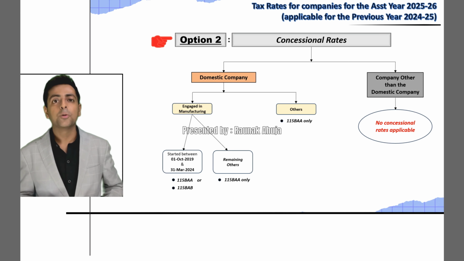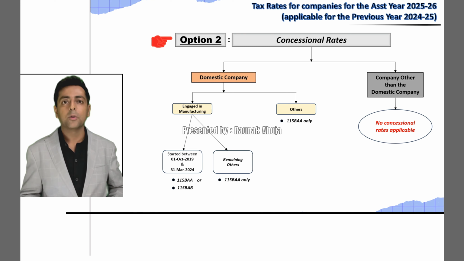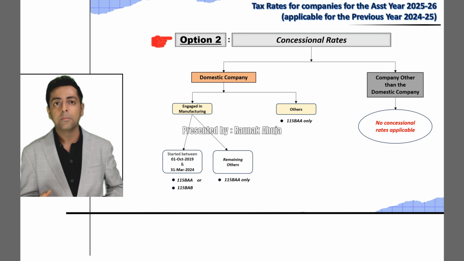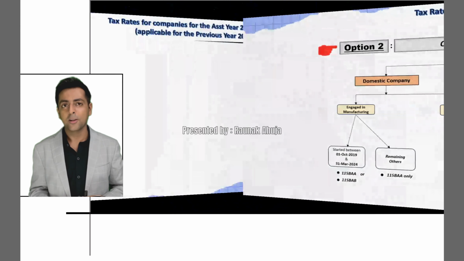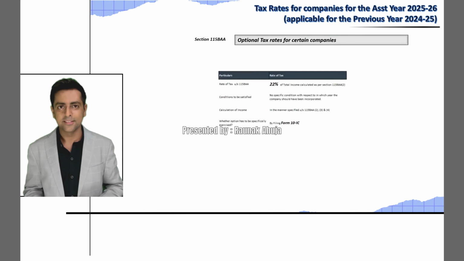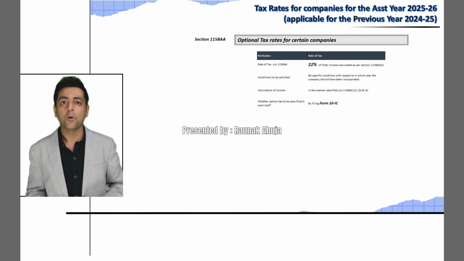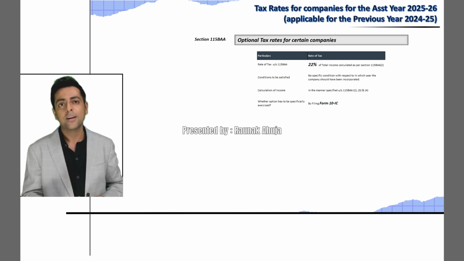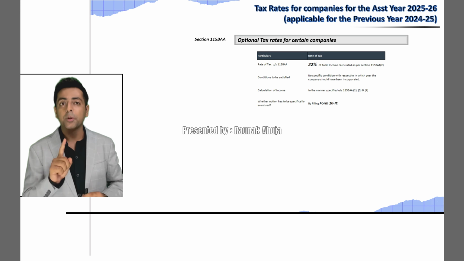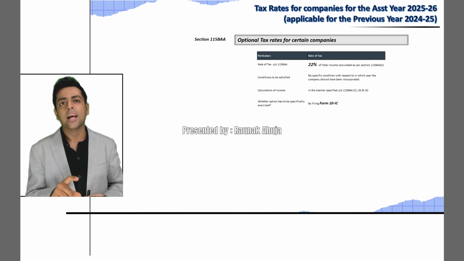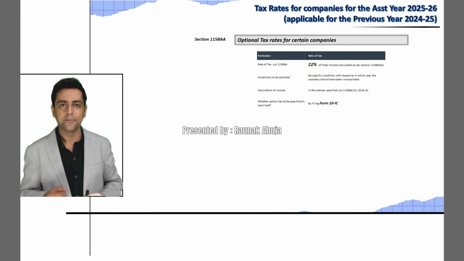Now, let's move on to what these sections actually mean and what are the tax rates under these sections, namely 115BAA and 115BAB. Section 115BAA offers tax rates at the rate of 22%. In case any company wants to opt for this tax rate, it will have to file a form, that is Form 10IC, electronically. However, please note 22% would be on total income as calculated in the manner provided under subsections 2, 3 and 4 of this section, that is 115BAA.